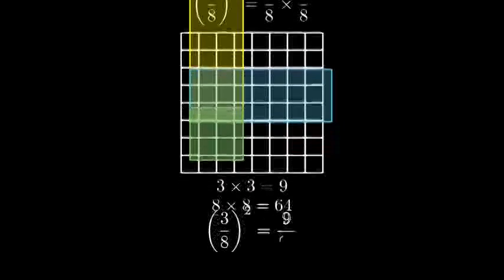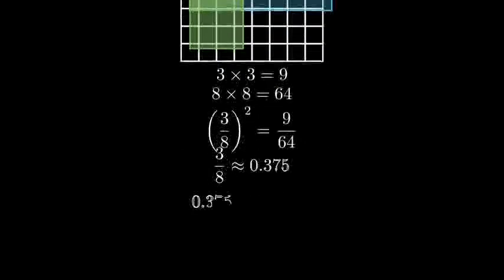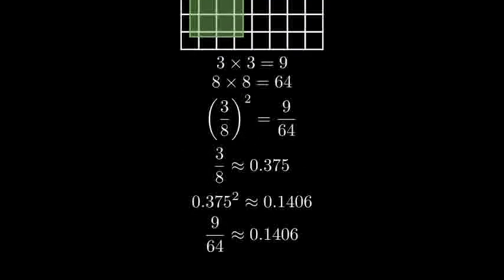To verify this makes sense, let's convert to a decimal. 3/8 is approximately 0.375, and if we square that, we get approximately 0.1406, which is the same as 9/64.